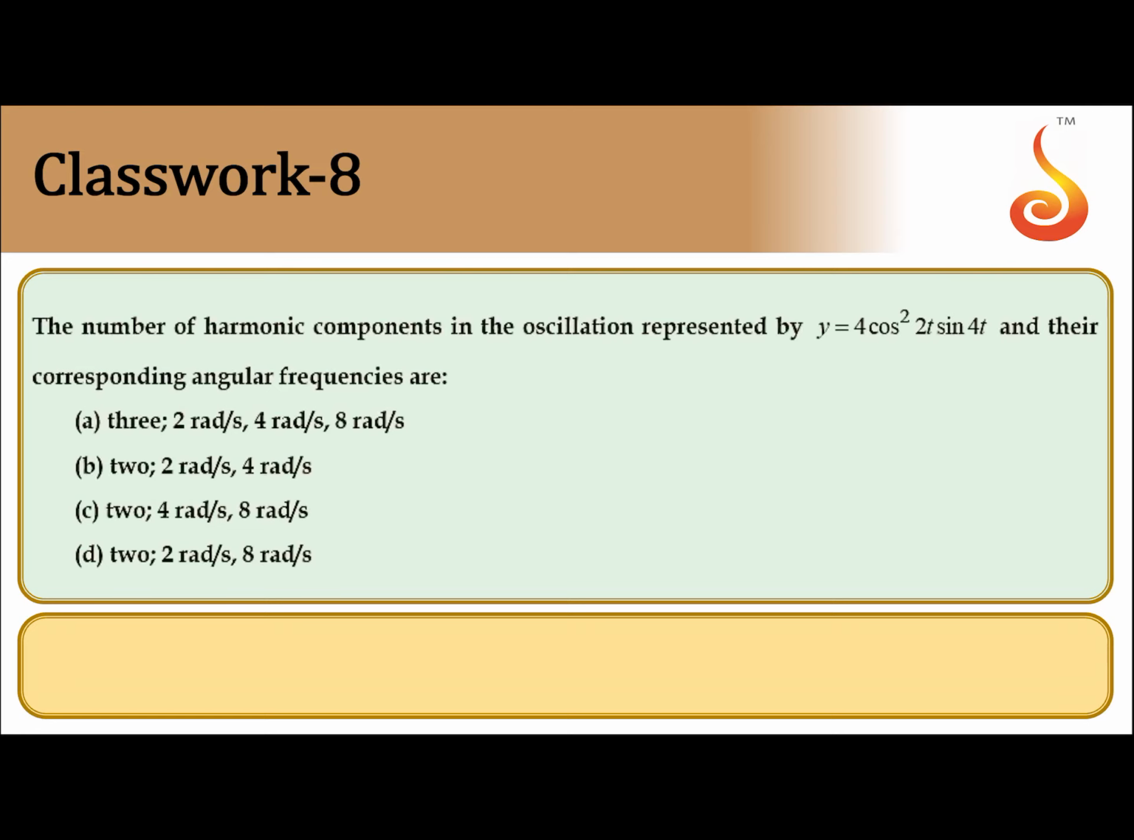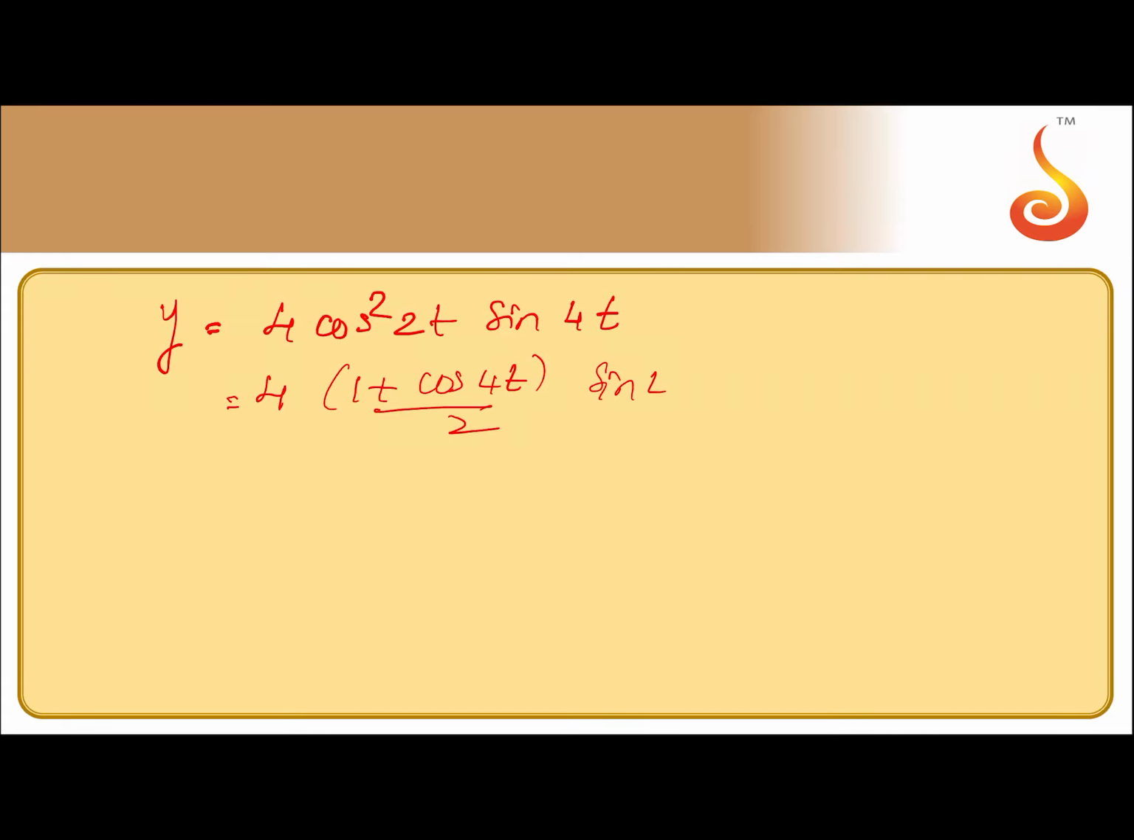Example 8. The number of harmonic components in the oscillatory motion represented by y is equal to 4 cos square 2t sin 4t and their corresponding angular frequencies are. Now look at this equation. He says y is equal to 4 cos square 2t sin 4t. Let us simplify it further. 4 into this cos square 2t can be written as 1 plus cos 4t divided by 2 into sin 4t, of course.